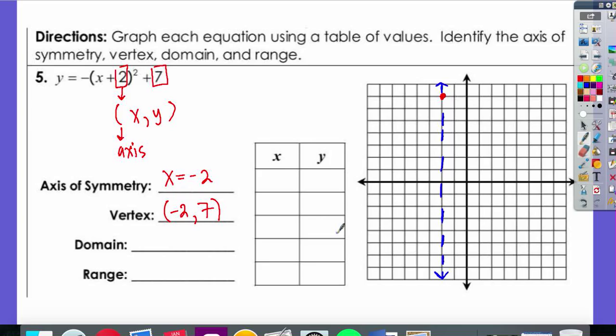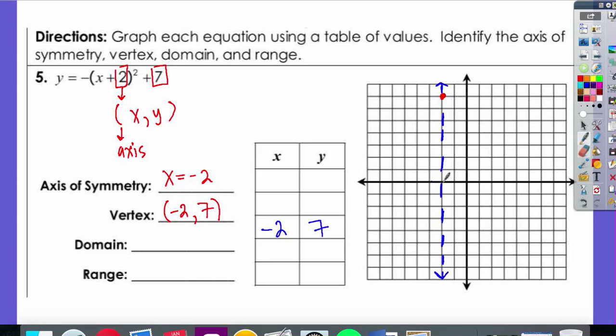Okay, so we have a couple different options. We can do what we did last time. I can put the vertex in the middle and then pick some points on either side. I could pick the vertex and put it in there and put just a couple points, then reflect it on the other side of the axis. I'll go with the first way we did it just because that's probably what we're comfortable with at this point. So I'm going to put the vertex (-2, 7) in the middle of the table. I'm going to pick some x values to the left of the line and to the right of the line.